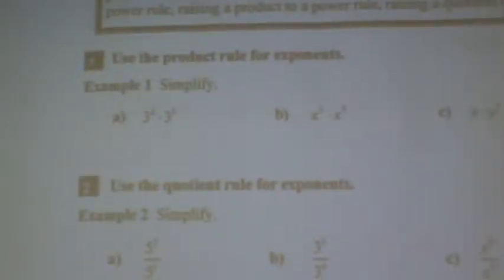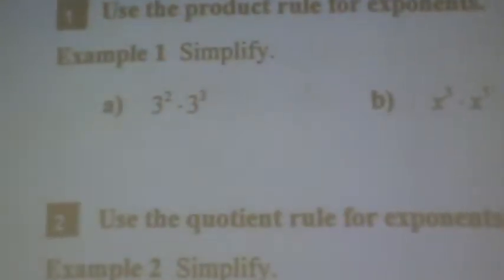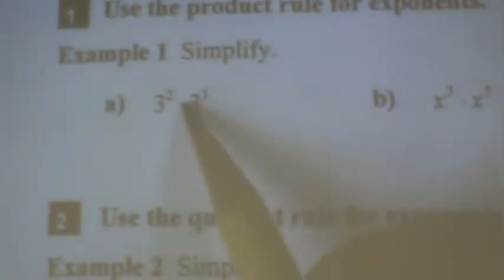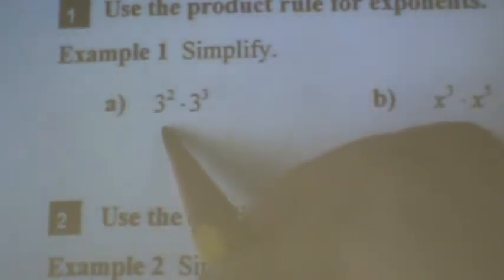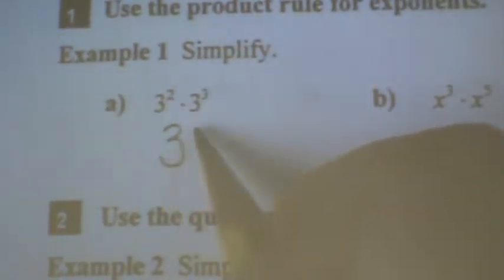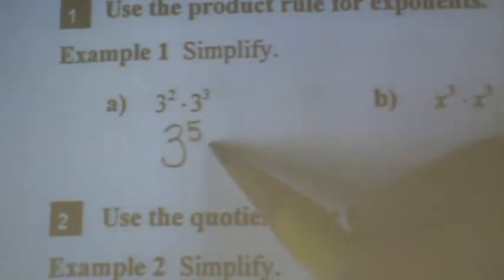Does anyone know what the product rule is? It says when bases are the same and you're multiplying, what do you do? Add the exponents. You keep the base the same and you add the exponents, so you get 3 to the 5th power, right? And what is 3 to the 5th power? It's 243.